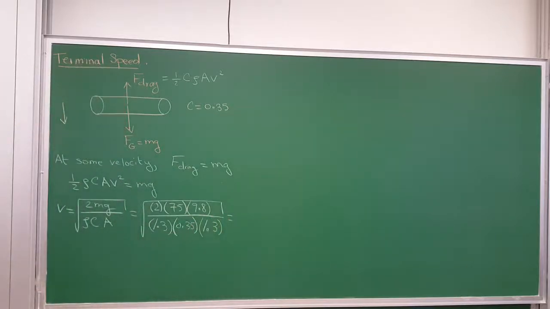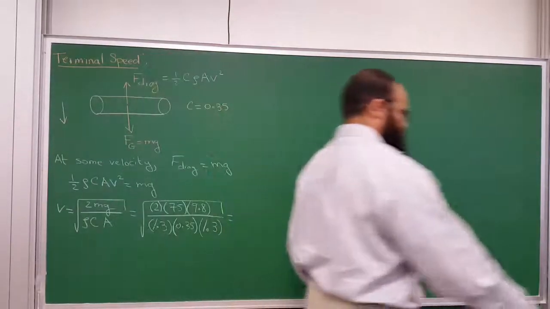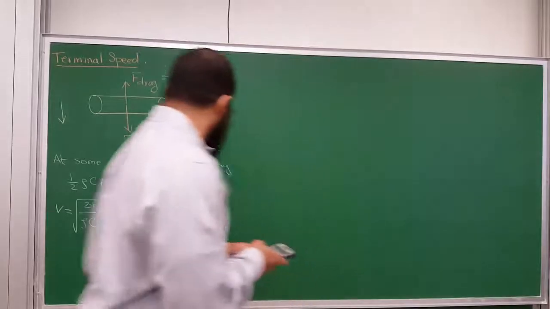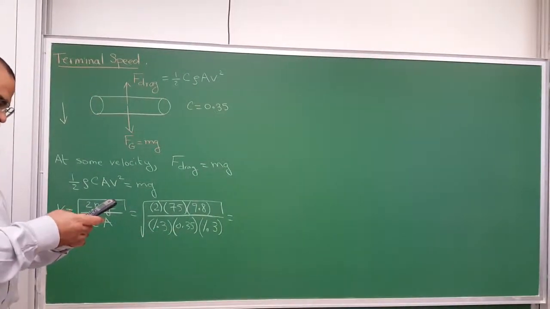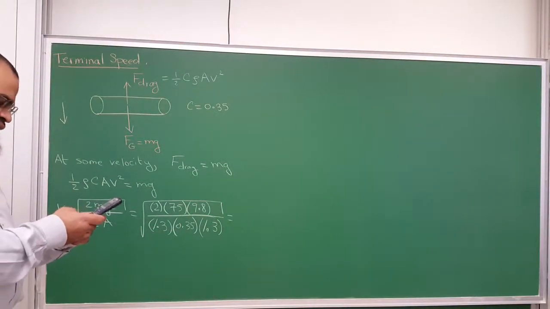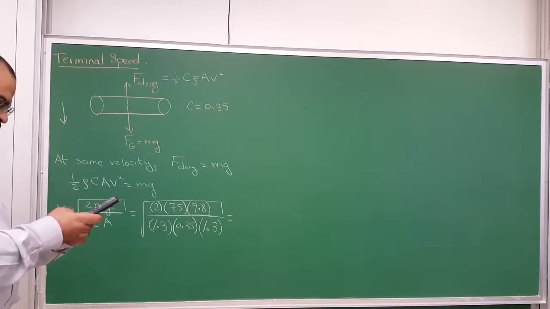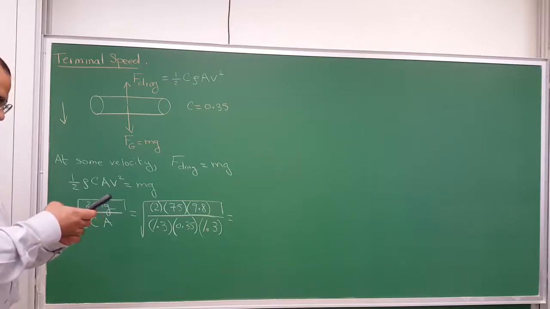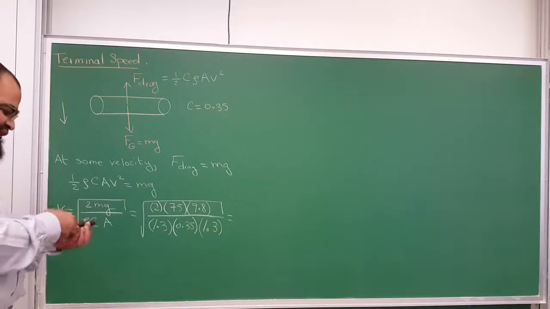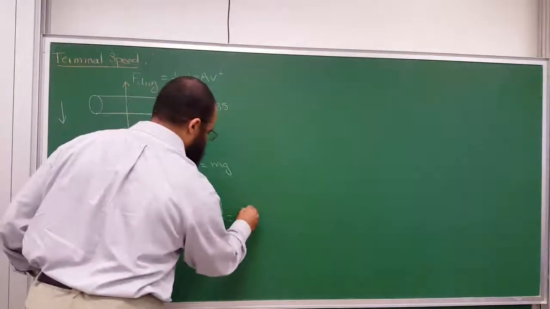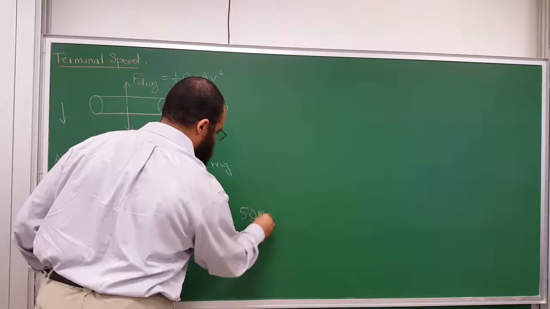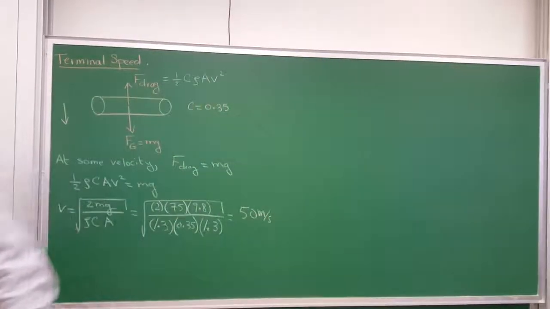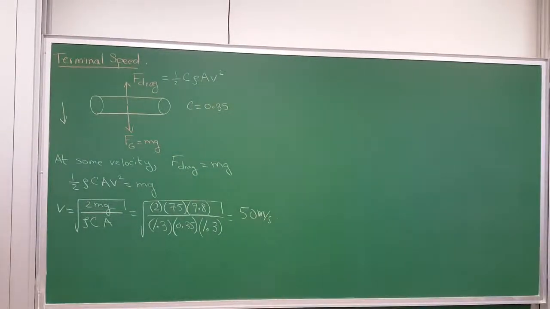So you run the numbers, and let me get my calculator here. So I have 2 times 75 times 9.8 over 1.3 over 0.35 over 1.3, and take this to the 1/2 power. I get about 50 meters per second. 49, 50. Let me just double check, make sure I didn't get a ridiculously large number.